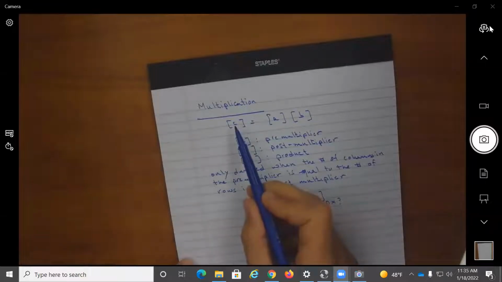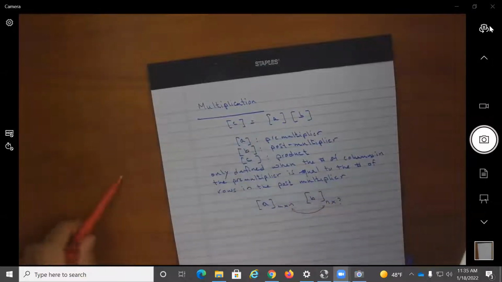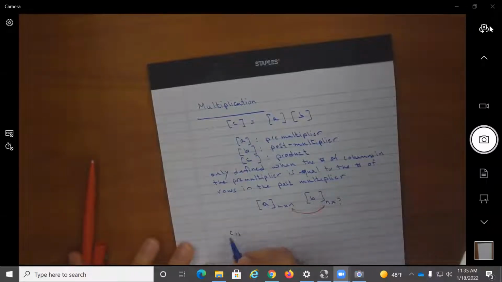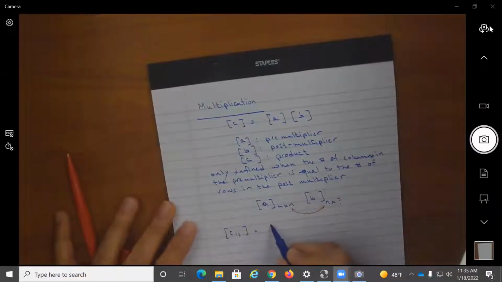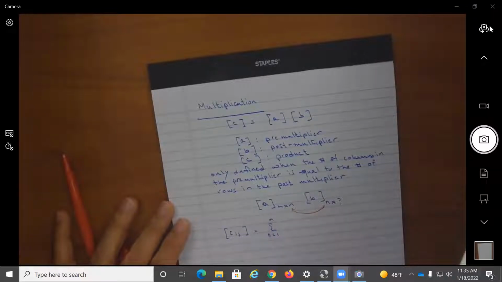If the product is C, we can say that Cij is equal to sigma from E equals 1 to N of AIE multiplied by BEJ.